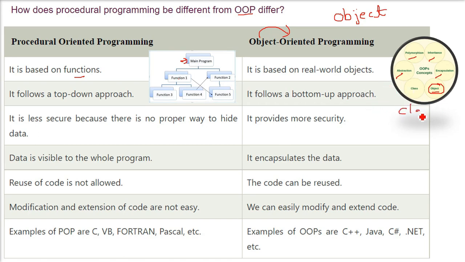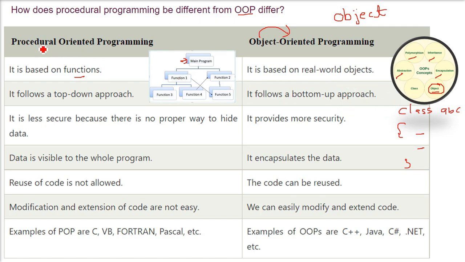First, we make the classes, we bind the data variables or data items with the functions, and then we combine the classes, or we collaborate the classes, and that is how it forms a bottom-up approach. This is a bottom-up approach.